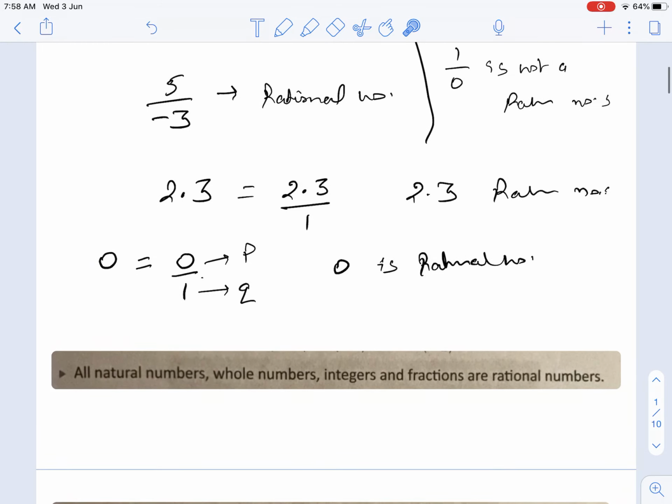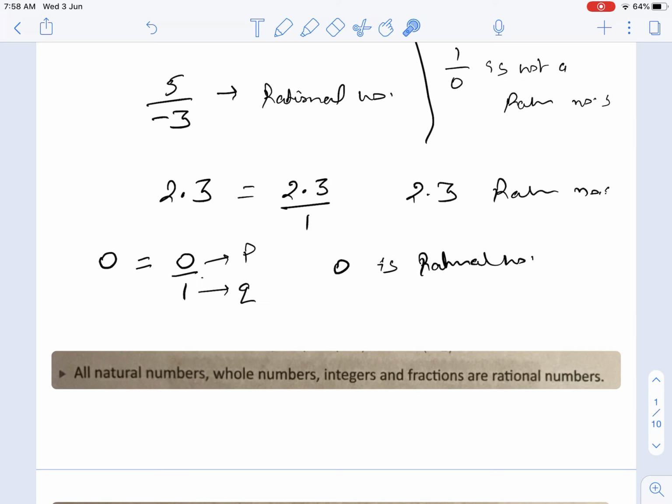As we say that the values of p and q are integers, all the natural numbers, whole numbers, integers and fractions, these different types of numbers, are rational numbers. When we have a natural number, it is a rational number. When we have a whole number, it is also a rational number. If it is an integer, then also it is a rational number. If any fraction is there, then also it is a rational number.